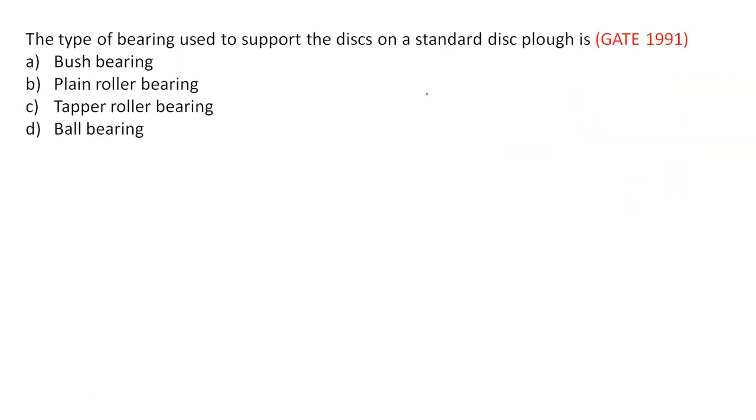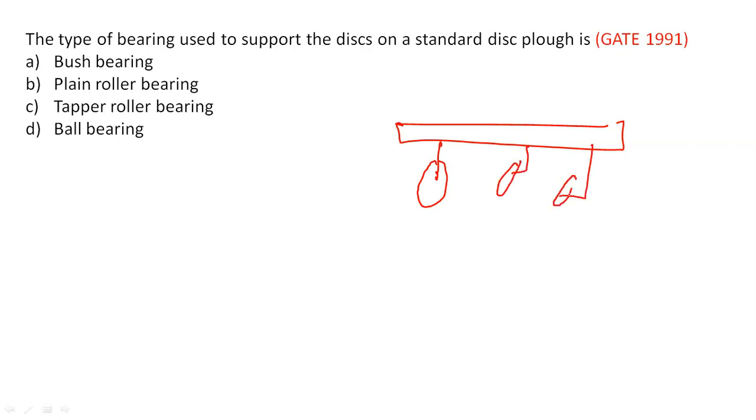The type of bearing used to support a disc plough. For disc plough, what is the type of bearing used? Bush bearing? No. Plain bearing we cannot use. Ball bearing we cannot use. A taper roller bearing is used. In disc plough we can use only the taper roller bearing.